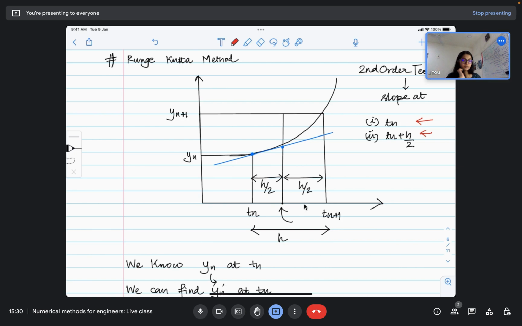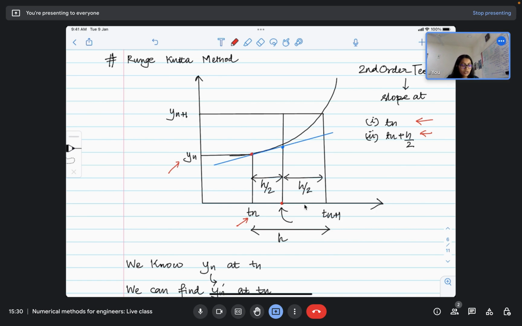So basically what happens in RK method is that, again, we are given the value of yn at Tn. Okay. So, and also we know the value of the slope at this point. So in RK method, what we do is we consider a point which is in between these 2 points, Tn and Tn plus 1, and we compute the slope at this point as well.